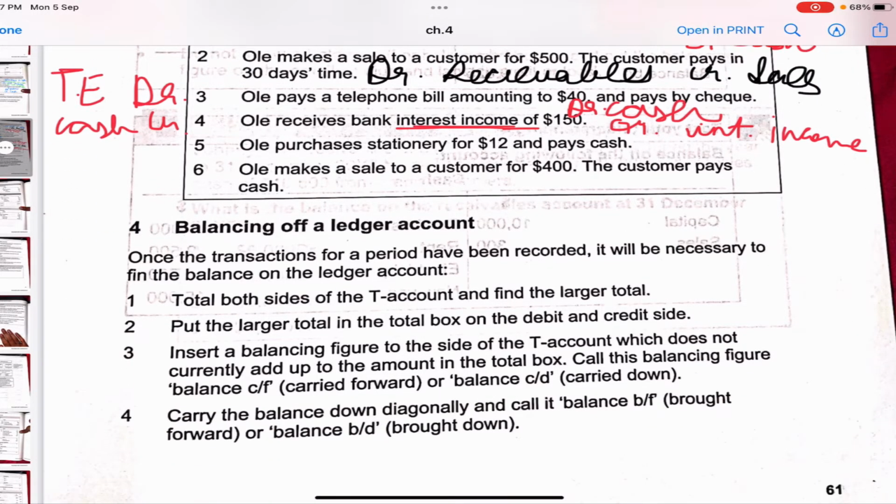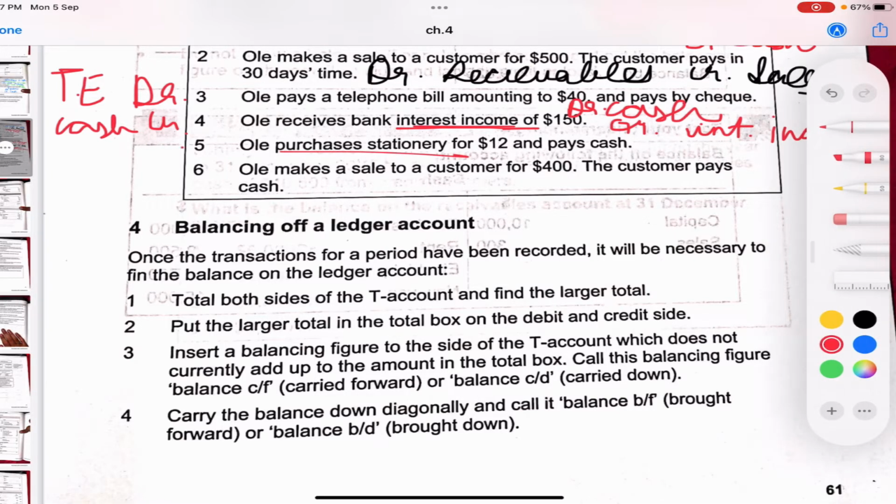Ole purchases stationery for $12 and pays cash. Stationery account is debited and cash gets credited. So this is an expense, let's assume. So debit stationery expenses and credit what? Credit cash.